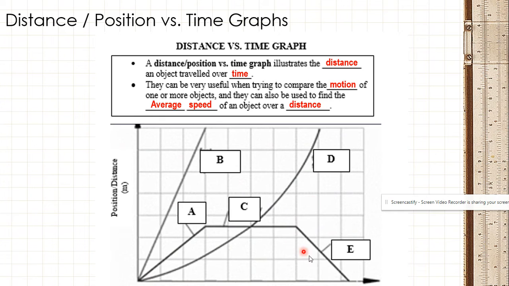And then finally, line E. Line E is going down. So that means it's decreasing distance. And we know when an object is decreasing distance, that means it's moving back towards the starting point. And because the line is going straight down, it's moving back towards the starting point at a constant speed. And so this is just everything I just said.